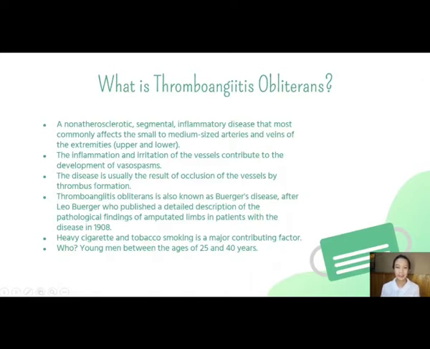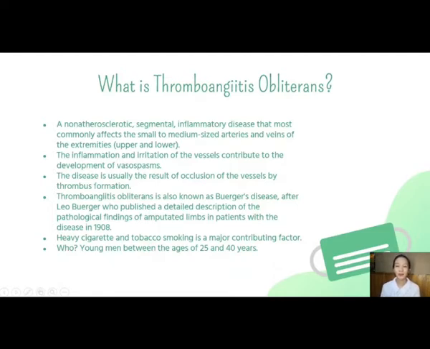Thromboangiitis obliterans is also called Buerger's disease, named after Leo Buerger, who published a detailed description of the pathologic findings of amputated limbs in patients with the disease in 1908. Heavy cigarette and tobacco smoking is a major contributing factor of the disease. Some studies indicate an autoimmune response to tobacco products as a possible cause.